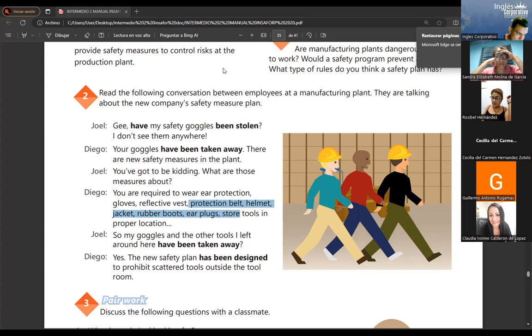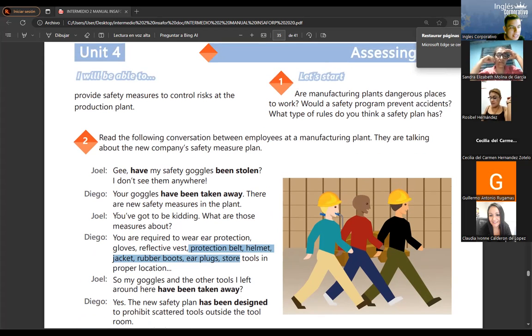Okay. Excellent. Very good. This expression, you gotta be kidding. ¿Saben qué significa? You gotta be kidding. Debes estar bromeando. Debe de ser una broma. Very good. You gotta be kidding.